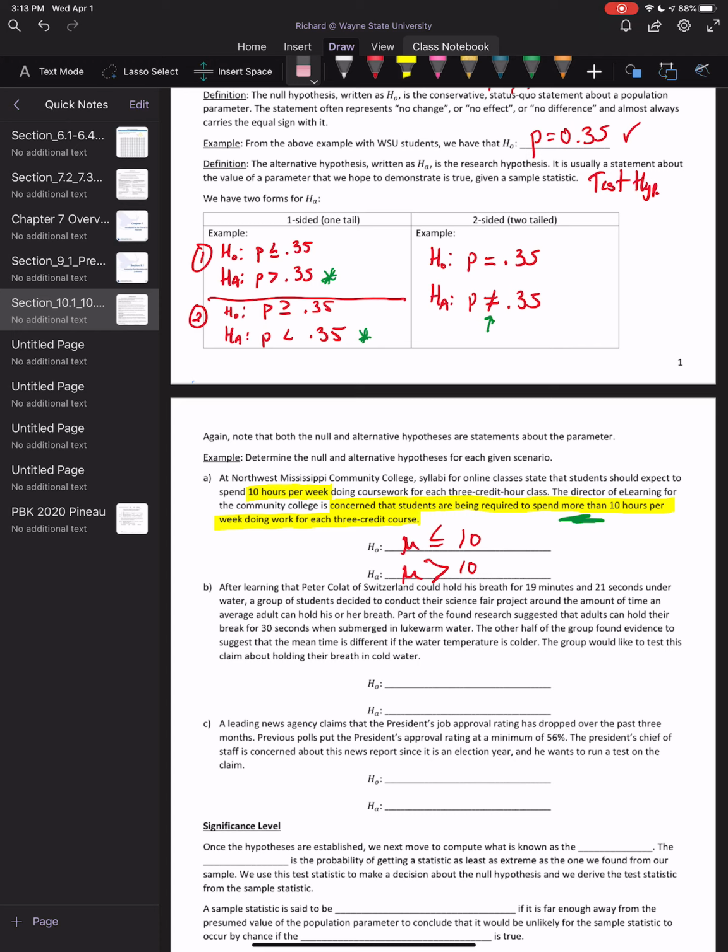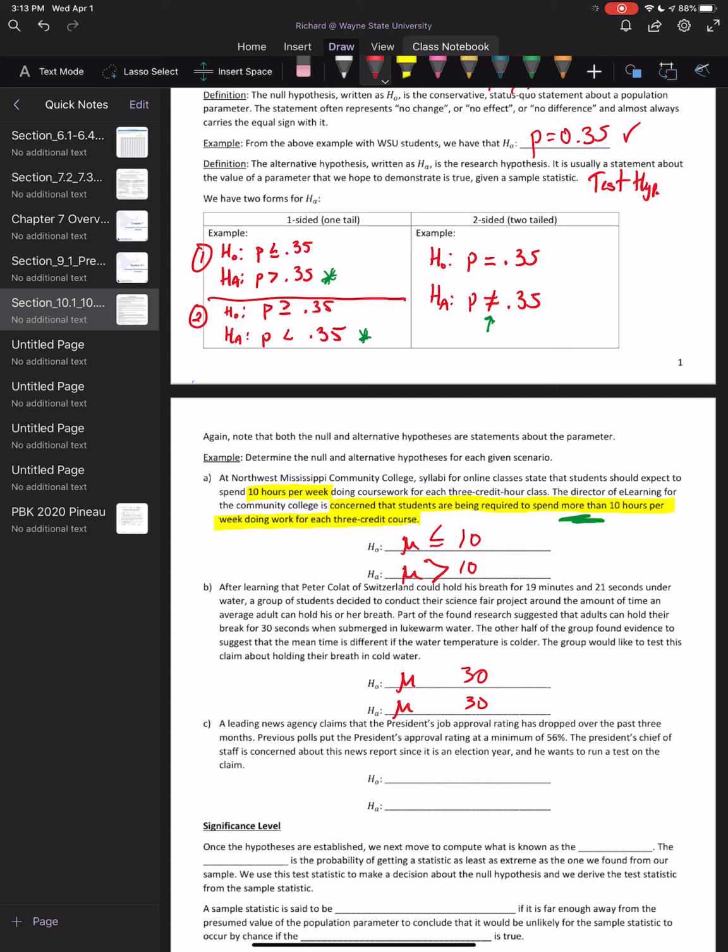The other half of the group found evidence to suggest that the mean time is different if the water temperature is colder. So the group wants to test this claim about holding their breath in cold water. Okay, so we've established that we're dealing with means. Okay, very easy to see that. And the time that they're concerned with here is the 30 seconds.